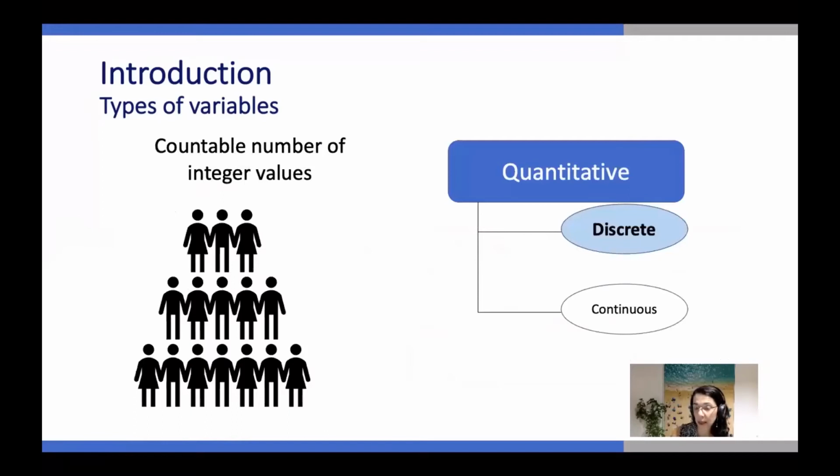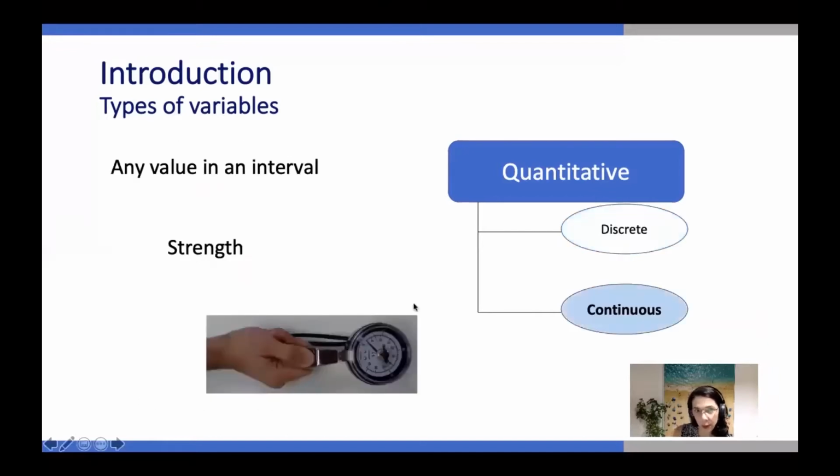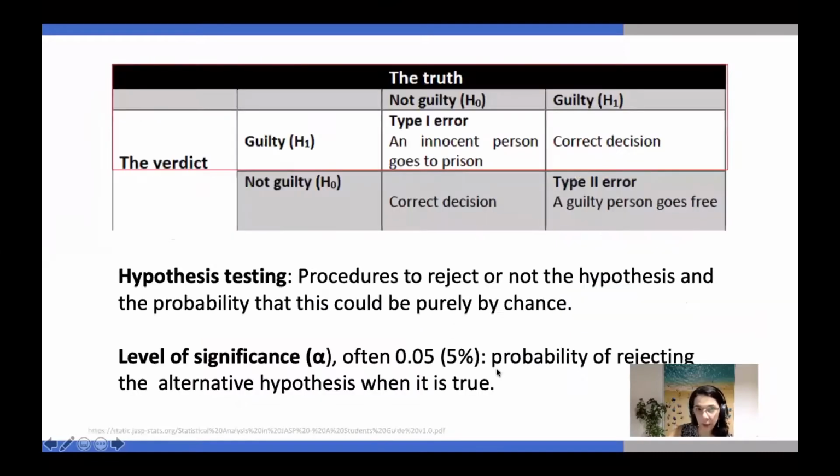Quantitative variables can be discrete when the data are discontinuous. So we have a countable number of integer values. An example is the number of people. You cannot have 1.5 person or 1.56 people. So this is an example of a discrete quantitative variable. On the other hand, if you measure strength, you may have a continuous variable. So you can get any value in an interval, and the number of decimal places will vary according to your instrument. So this is a continuous variable.